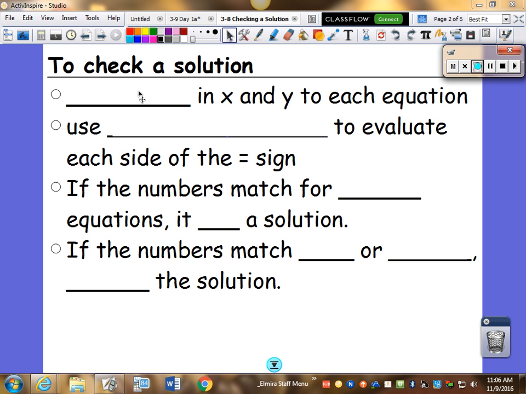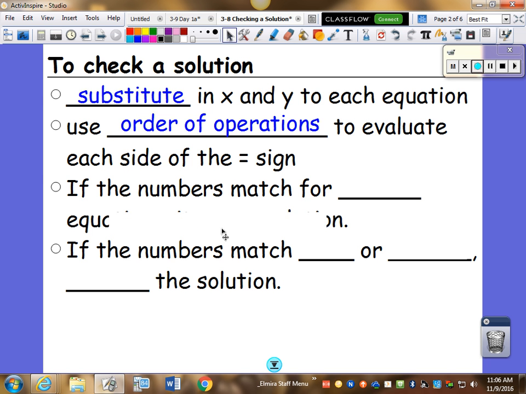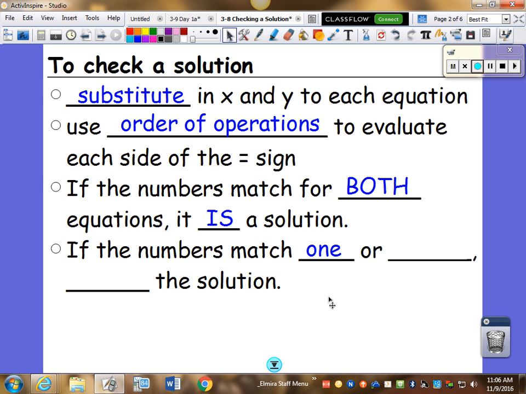So to check a solution, you substitute in the two numbers for the variables, the x and the y. Then you use order of operations to evaluate each side of the equal sign. If the numbers match for both equations, then it is a solution. If the numbers only match for one or neither, then it is not the solution. Okay, so let's practice this. We're going to do it 3 times.